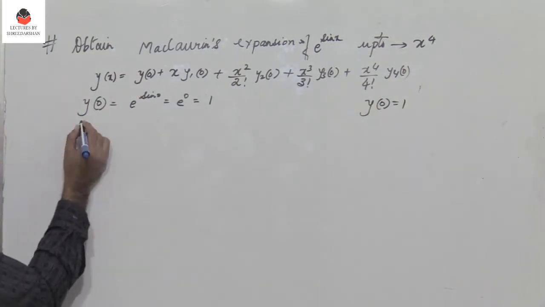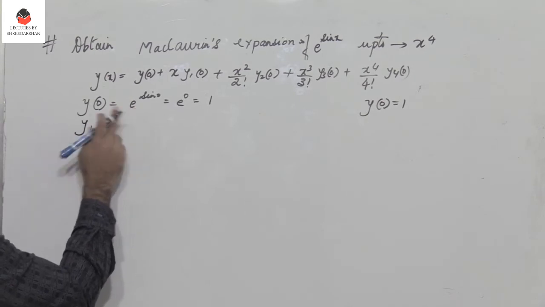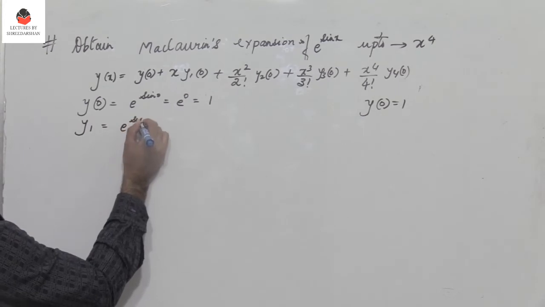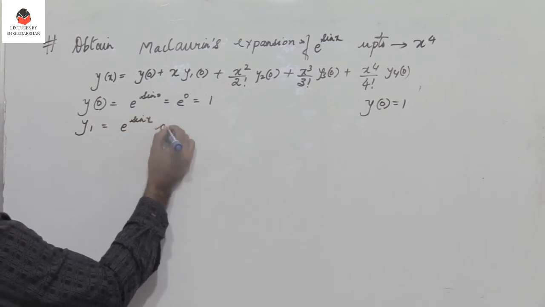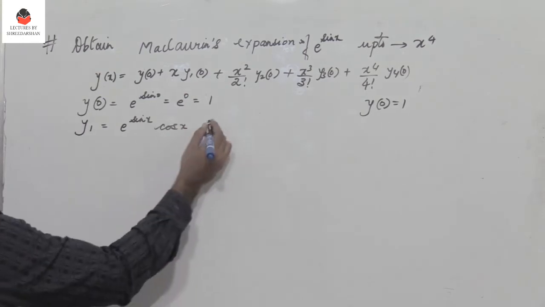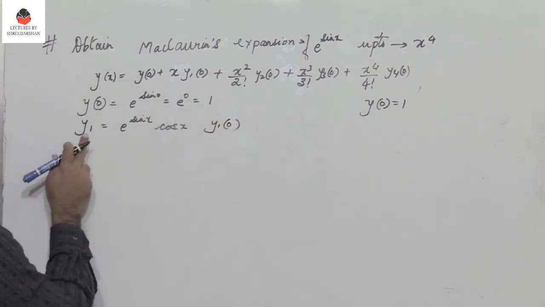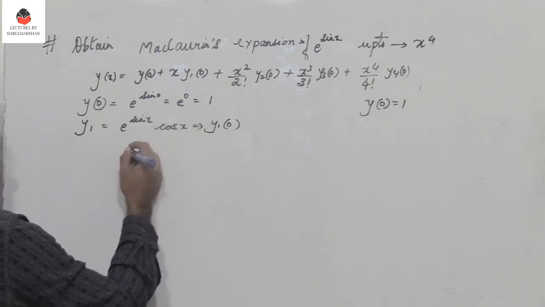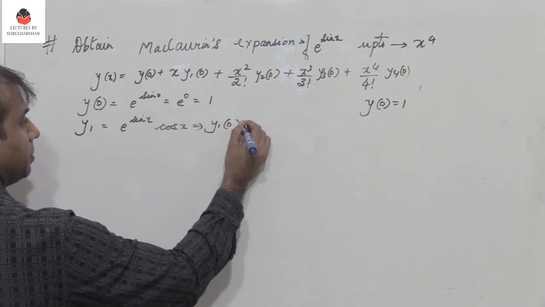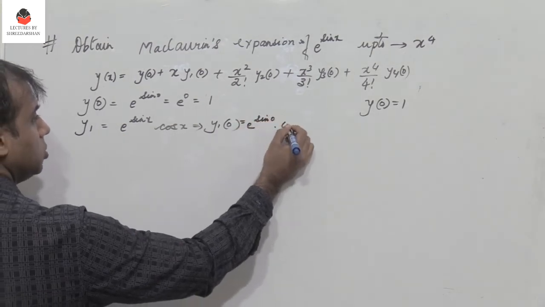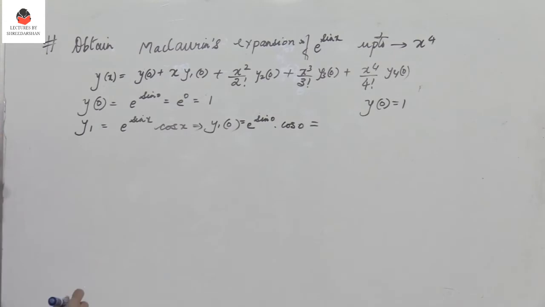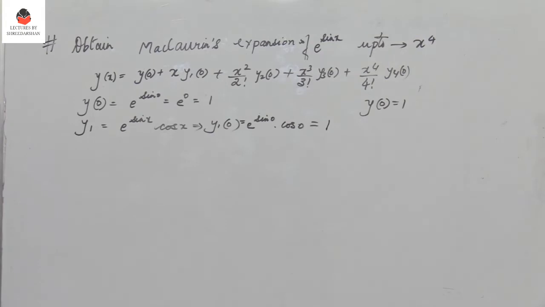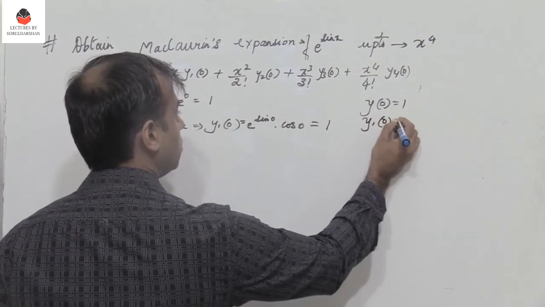Next, what is y1? y1 is nothing but differential of e power sine x. So it is e power sine x into differential of sine x, which is cos x, right? So what is y1 of 0? Instead of writing y1 of x, I'm just writing y1 here. So therefore this implies, what is y1 of 0? It's e power sine 0 into cos 0. So e power sine 0 is 1, into cos 0 is 1. So the answer is 1. So therefore y1 of 0 equals 1.